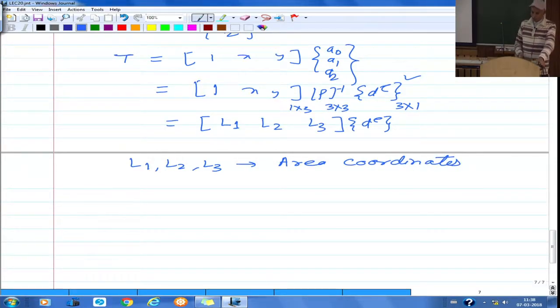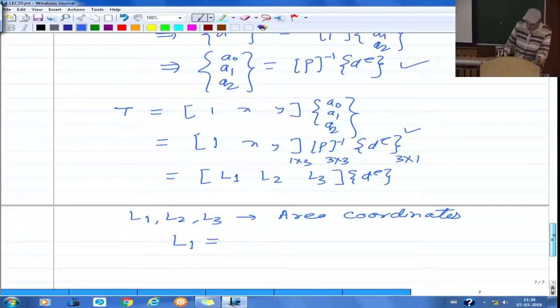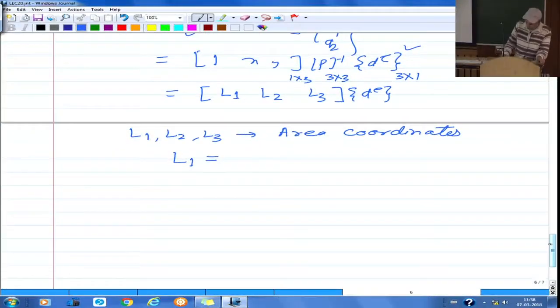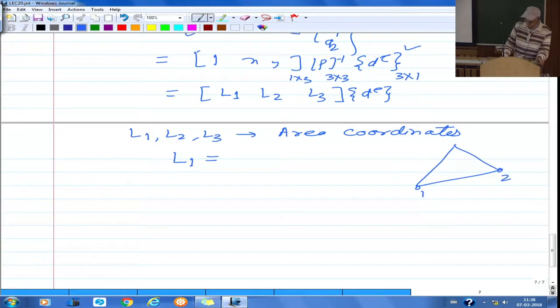If you look at whatever expression you will get for L1, for L2 and for L3, the L1 can actually be written as a ratio of two areas, areas of two triangles. Let me sketch the element again here, otherwise I will keep moving up and down. So this is your element, this is your node 1, node 2 and this is node 3, and there is some point P within the element, x comma y.